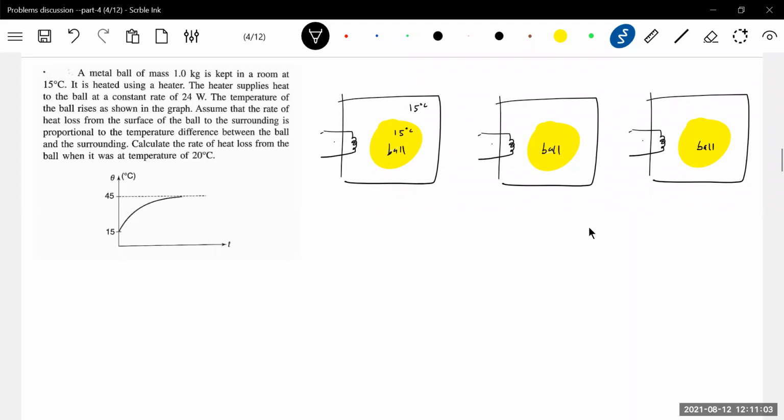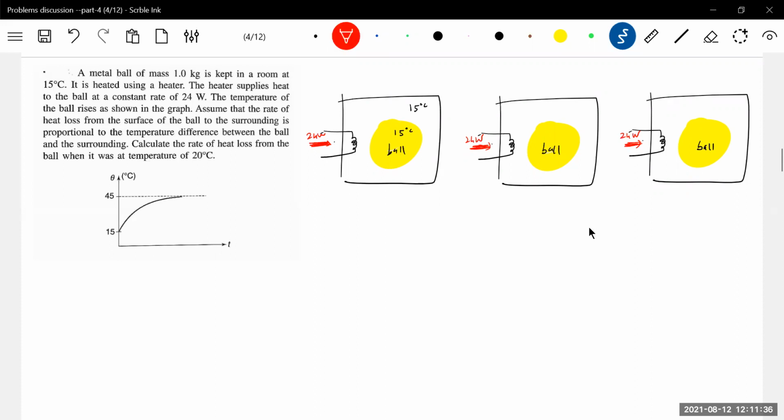The heater supplies heat at a constant rate. The heater is going to supply a constant rate of 24 watt at all instants. Finally, the temperature of the ball, as I showed: initially it was at 15, and finally the temperature of the ball will become 45.